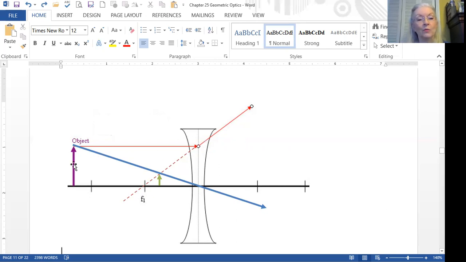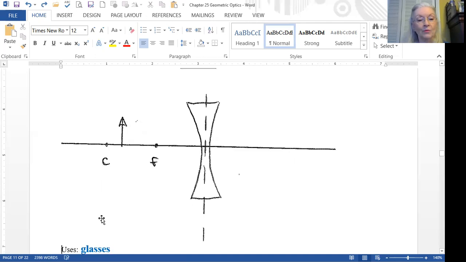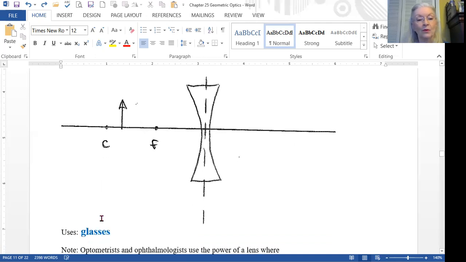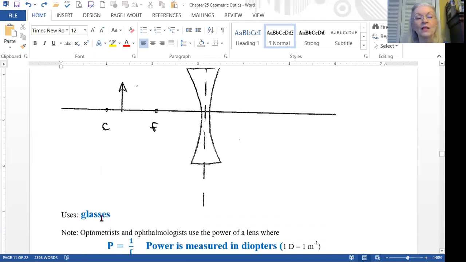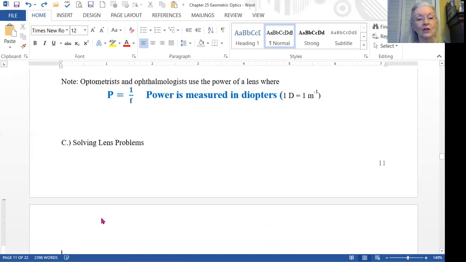It doesn't matter where you put the object. You could put it close, you could put it far away. You're still going to see an erect, reduced, virtual image. We have drawings, and we'll do those in class. And again, you'll have opportunities in lab to pursue this. So where do we use these diverging lenses? Well, primarily in eyeglasses, but there are certainly other places they can be used.